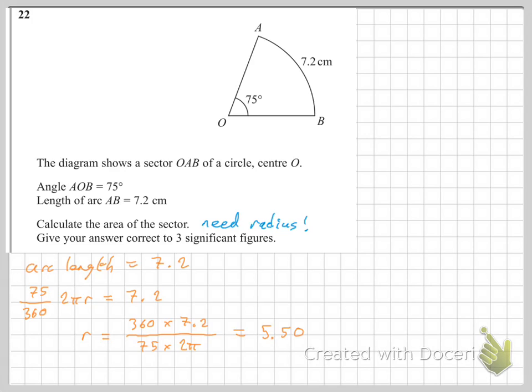And then we can look at the area. So we want 75 360ths of, this time, pi r squared, which is the area of the whole circle, but we're just having that fraction of it. And we know, substituting our value of r into that, use the exact value on your calculator display, just press square and then times that by pi, and then times that by 75 and divide it by 360, and you get your answer. Round it to 3 sig figs, because that's what it says in the question.